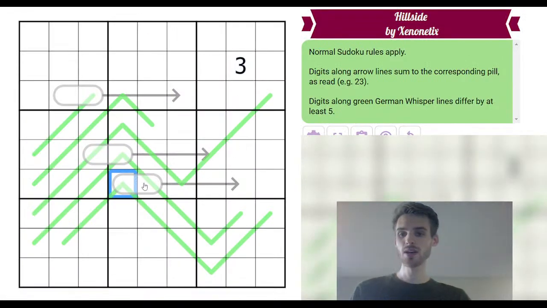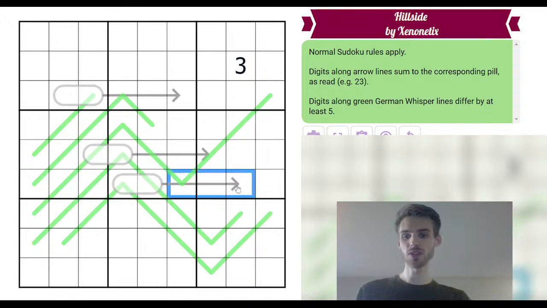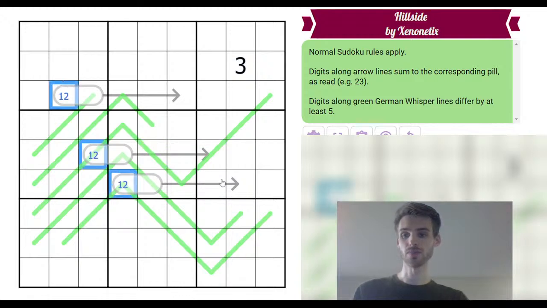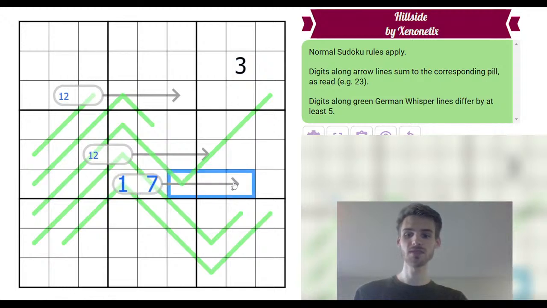Okay. So we have 2-cell arrows, which are 3-cell long, and they can't repeat. So 3 cells add up to, at most, 24. So these are all either 1 or 2. And these are on German Whispers lines. Oh, I should say, these arrows, the pill, add up to the arrow. So if this is 17, then these 3 digits have to add up to 17, like so.